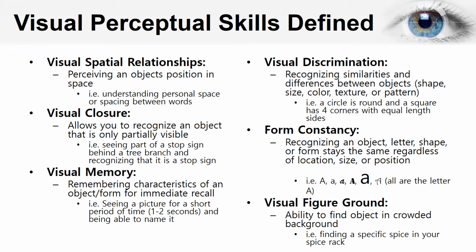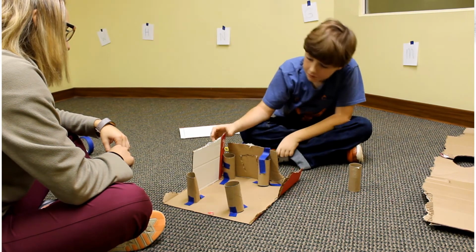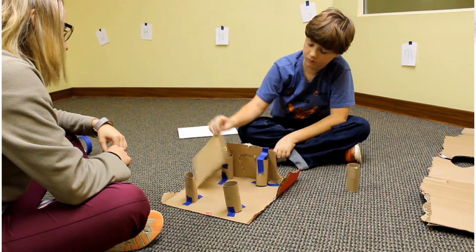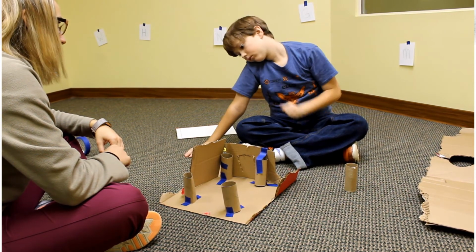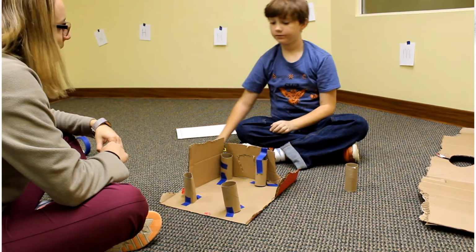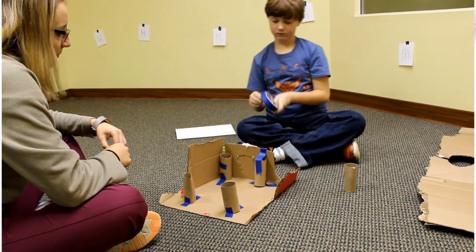Activities that involve building or copying a 3D design will help with visual spatial relationships. You can play movement games that have boundaries, such as hopscotch or hula hooping. You can also play board games that require the child to move their piece in a specific direction, such as with checkers.